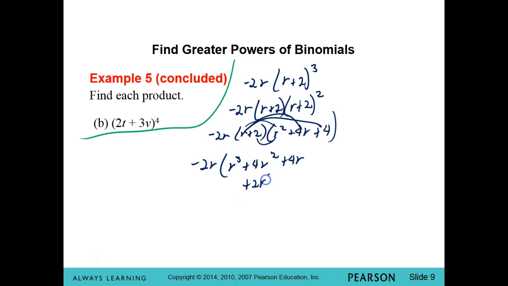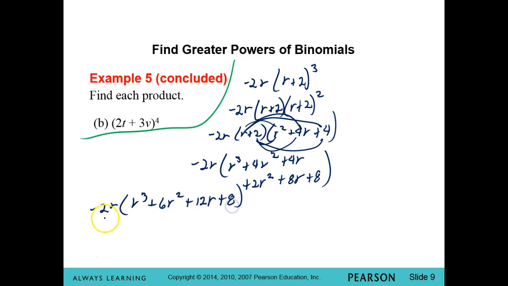Plus 2r squared plus 8r plus 8. Okay. Now I'm going to take some time here. Minus 2r times r cubed plus 6r squared plus 12r plus 8. Now finally I multiply through, and what does that give us?